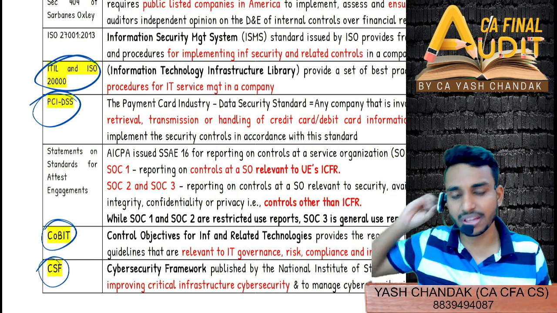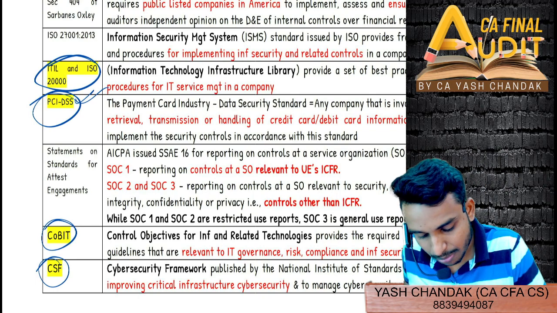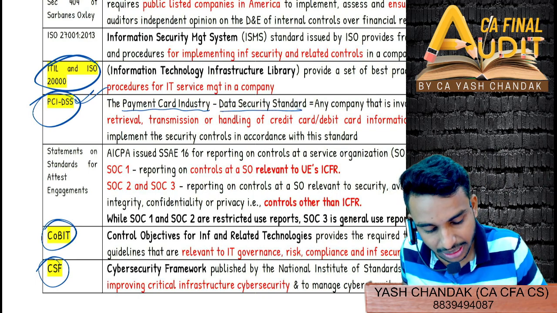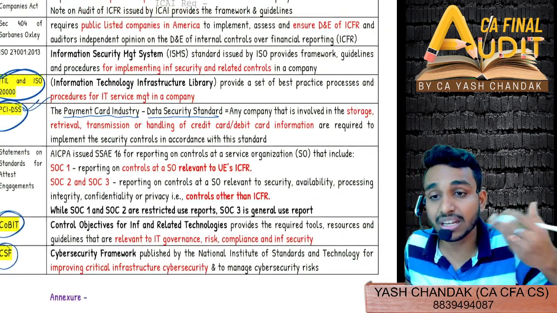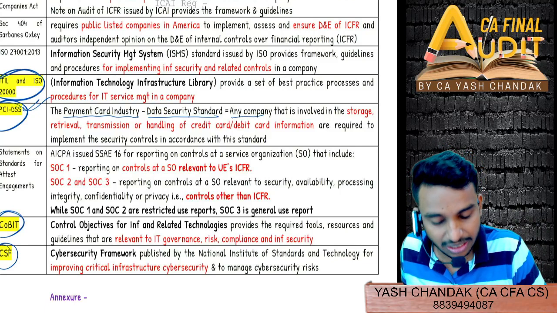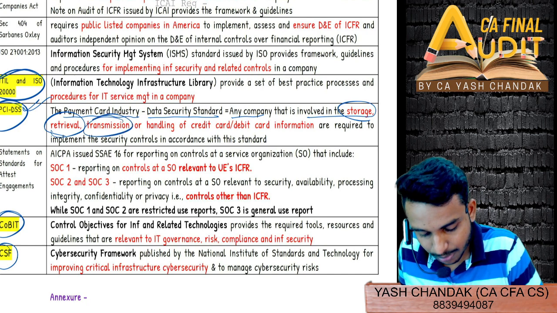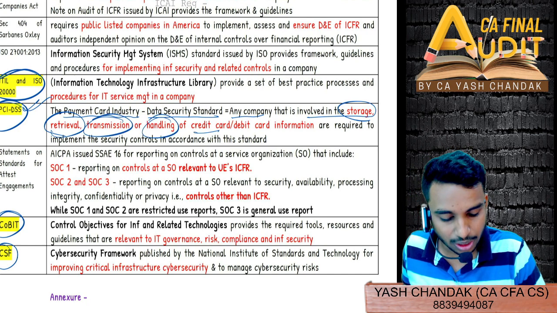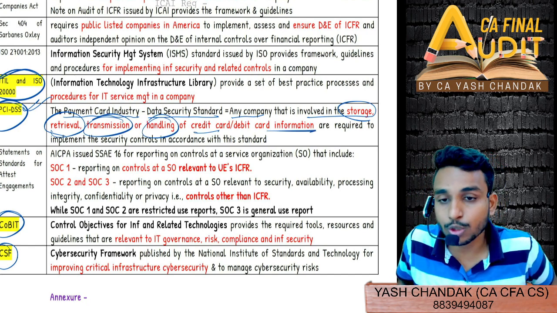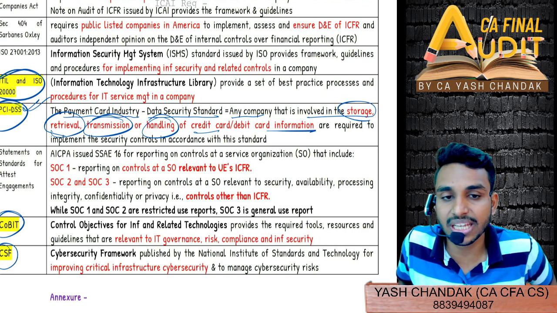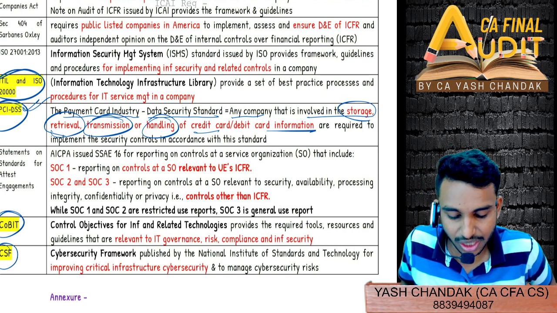4 options they have given, and the answer will be PCI DSS, because Payment Card Industry Data Security Standard is a standard guideline procedure which requires any company that is involved in storage of credit cards, retrieval, transmission, handling of debit card, credit card, or any sort of other information. They need to follow this standard, which is what? PCI DSS, Payment Card Industry Data Security Standard.